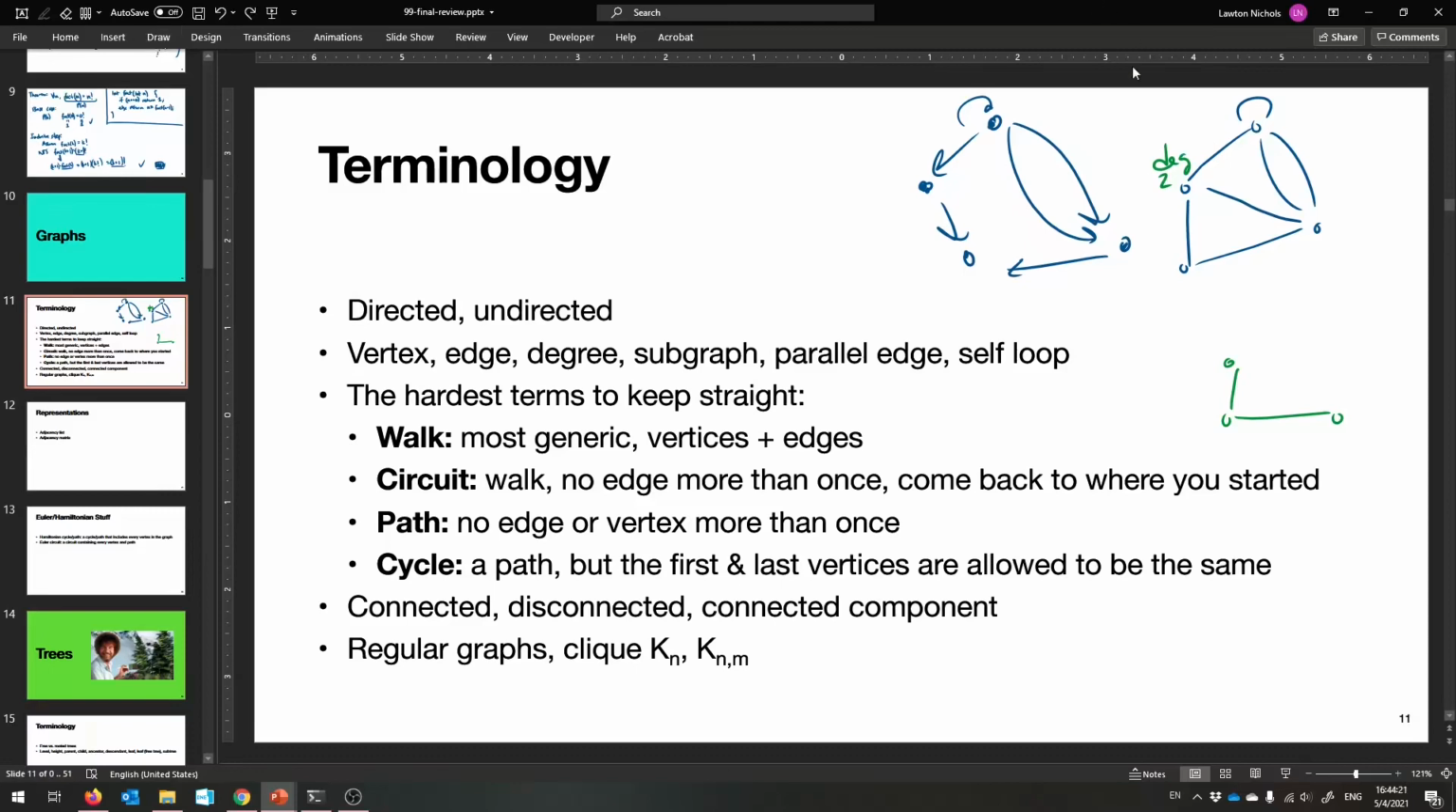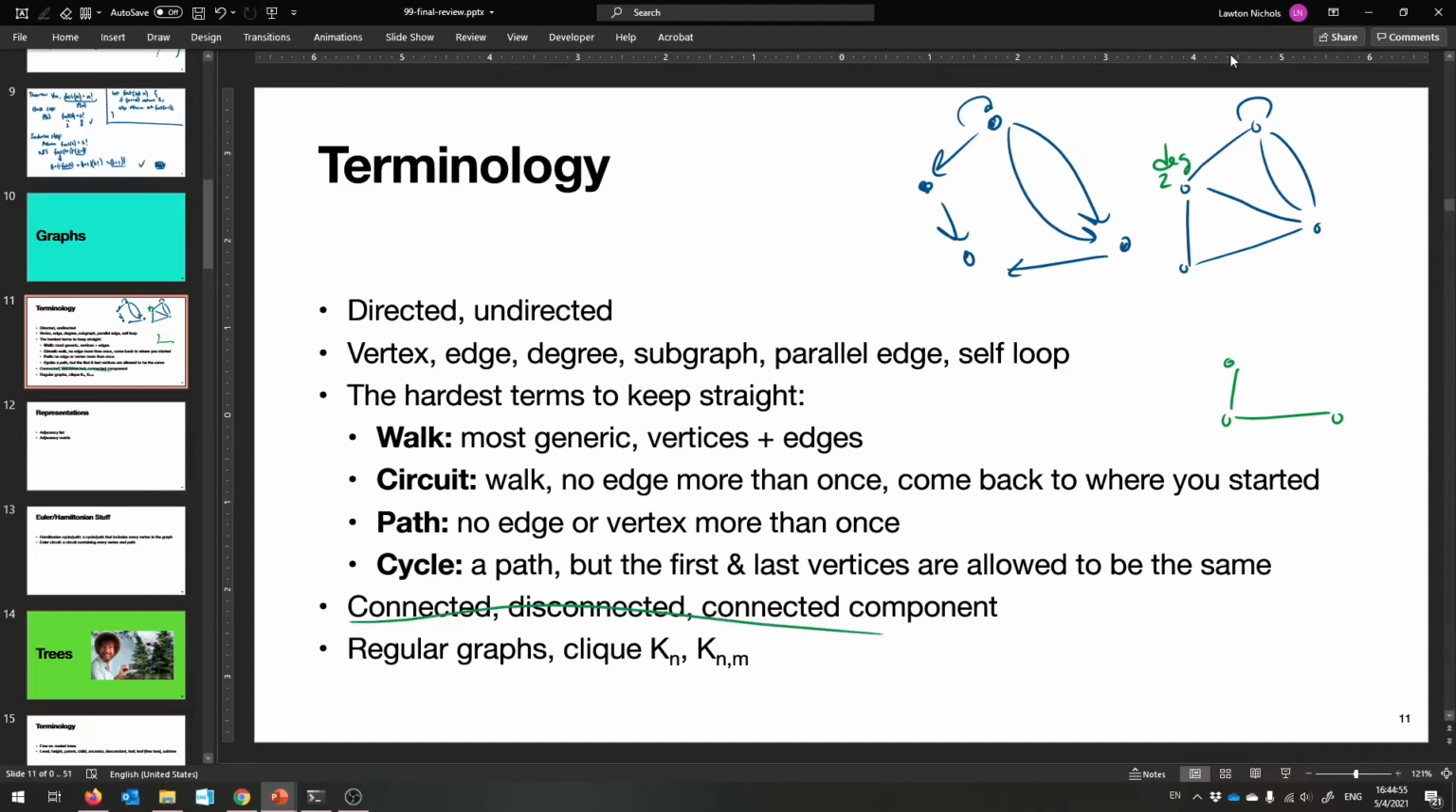And then cycles are paths, but you can let the first and last things be the same. So you have no edge or vertex more than once except for the first and last. That vertex is okay to be the same. Okay? It has to be for a cycle. So that's a cycle. That's a cycle. This is technically a cycle. That is the idea. That's a cycle. Plenty of cycles in this graph. Okay, so hopefully that all makes sense.